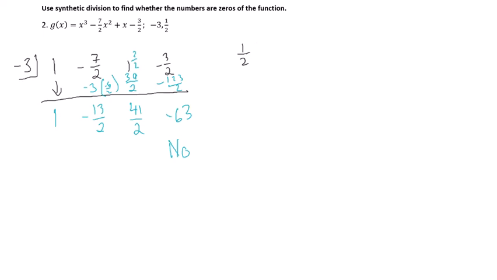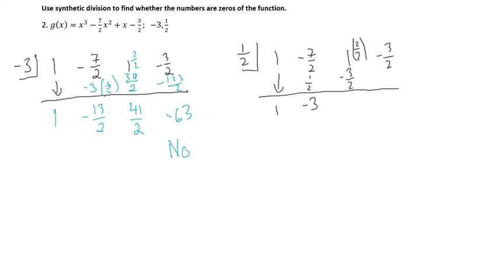All right, let's check 1/2. Put 1/2 in right here and do a 1, -7/2, 1, -3/2. Bring down the first number, 1. Multiply by that, you get half. 1 and a -7 give you -6, so this is -3. Half of -3 would be -3/2. 1 could be written as 2/2. 2/2 and -3/2 would give you -1/2.